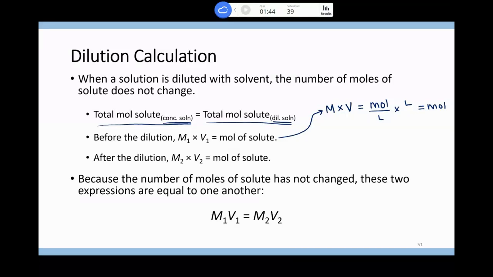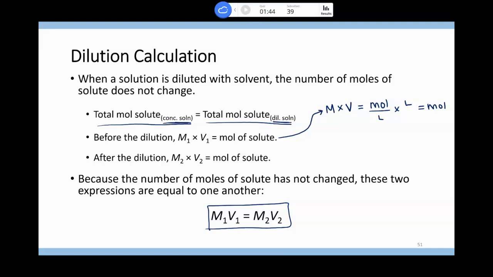So since initial molarity times initial volume gives you moles of solute, and final molarity times final volume gives you moles of solute, and the moles of solute of the dilute solution are equal to the moles of solute of the concentrated solution, then we can generate this final equation where the initial molarity times the volume that you take of that concentrated solution is equal to the molarity of the diluted solution times the volume of the diluted solution.